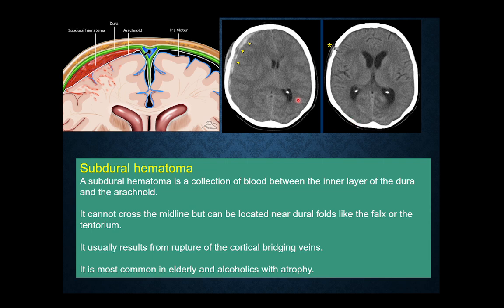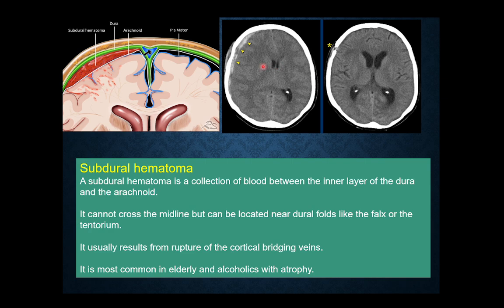Okay, and it has a mass effect. How can you identify the mass effect? You can see effacement of the ventricle. This black area is the ventricle. This is the normal ventricle. Okay, this one is compressed. And if I draw a line from the midline, okay, it is showing midline shift to the left side.